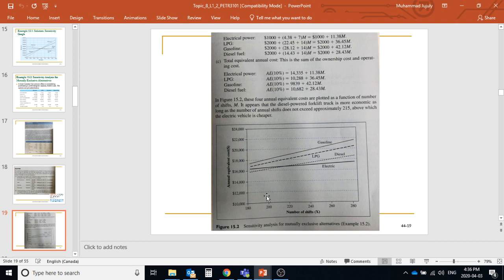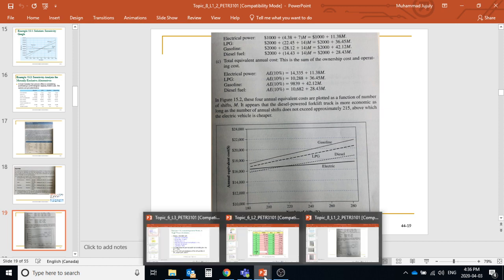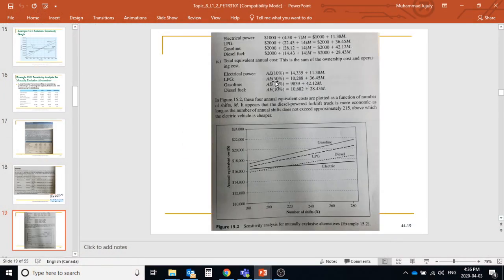Now if we draw this equation, this is one variable, this is another variable, so we can draw a straight line. Okay, so this is the number of shifts and this is the annual equivalent cost. Now you remember, if AE is greater than 0, then our project is viable, right? Now here, the annual equivalent cost, we actually want to reduce the cost.